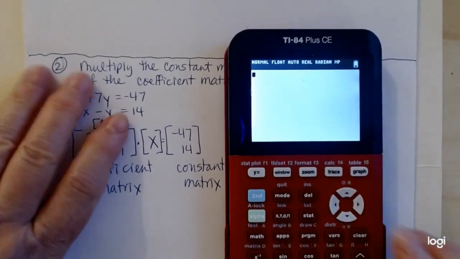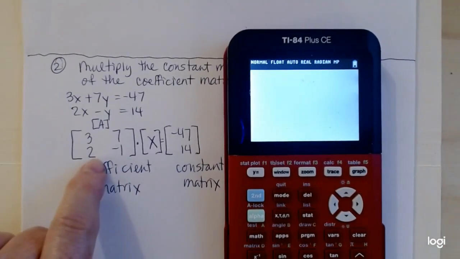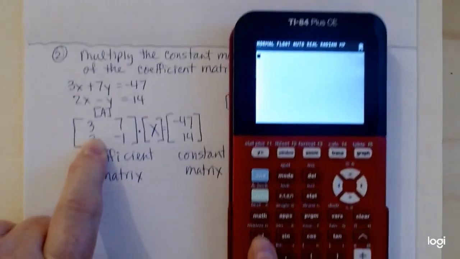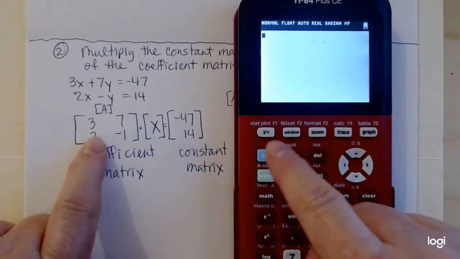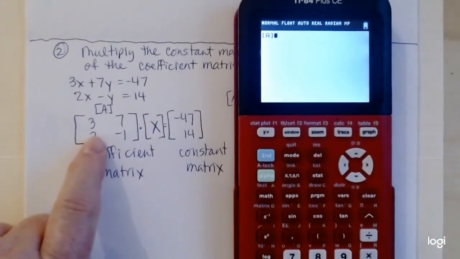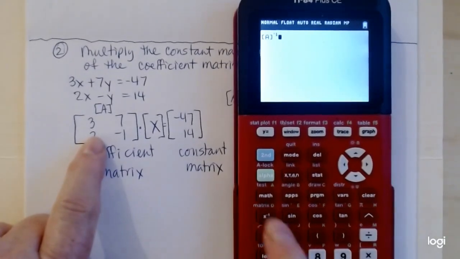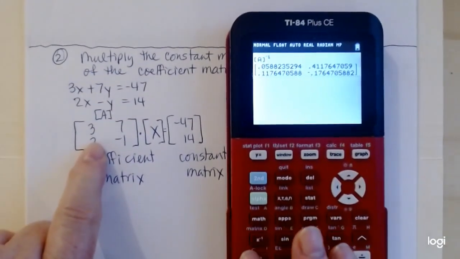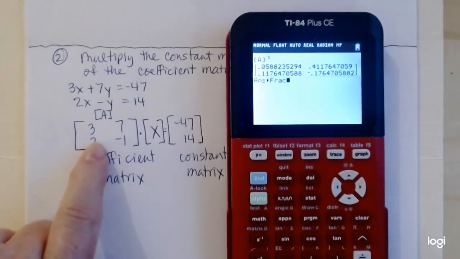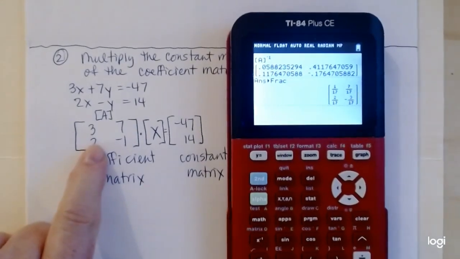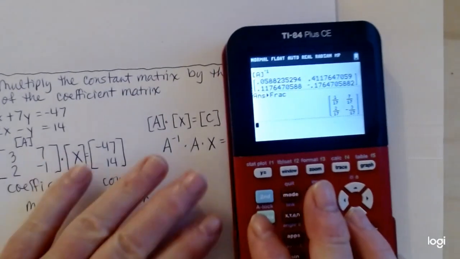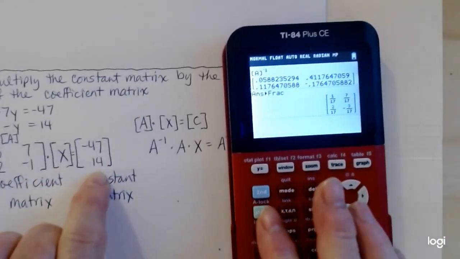And now I want to find the inverse of this, and the inverse of this I can find using this x to the -1 key. That's the inverse key. So I do second matrix. I choose that matrix, which is number 1, and I just hit this inverse key, and we get the inverse. Now, that looks all complicated. We can make it a little bit easier sometimes by turning it into fractions, but we don't need that. All we need to do is multiply that by the matrix that we put in for the constants.